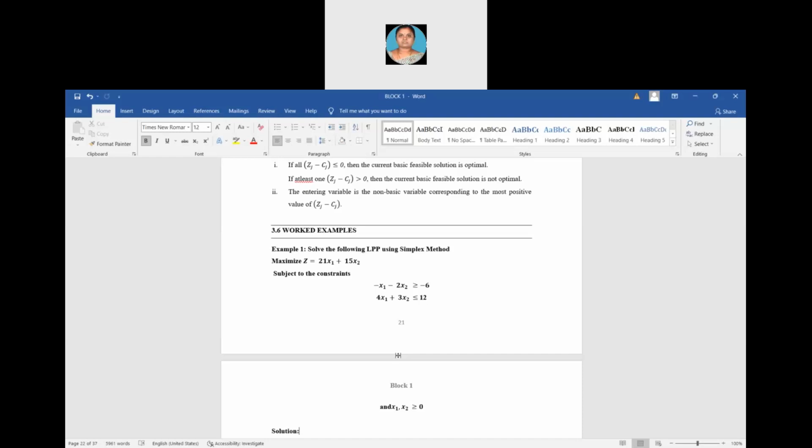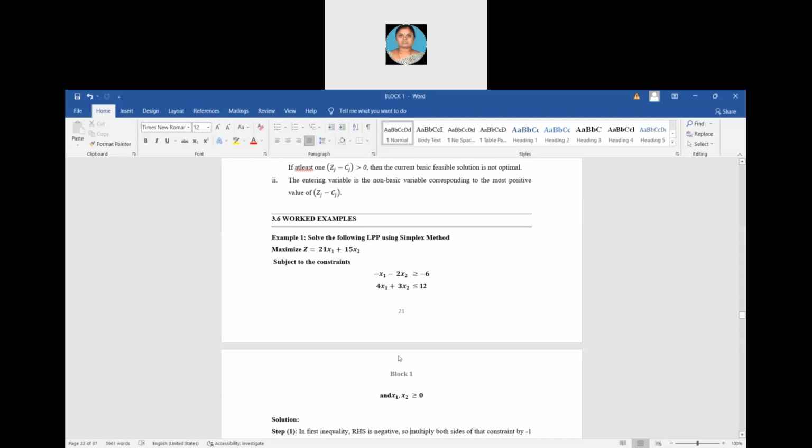Maximize z equal to 21x1 plus 15x2 subject to the constraints minus x1 minus x2 is greater than or equal to minus 6, 4x1 plus 3x2 is less than or equal to 12, and x1, x2 is greater than or equal to 0. So the variables involved in these equations are x1 and x2, and you have to find their values. Actually, we can find the solution by the graphical method also, but here we have to solve it by the simplex method.